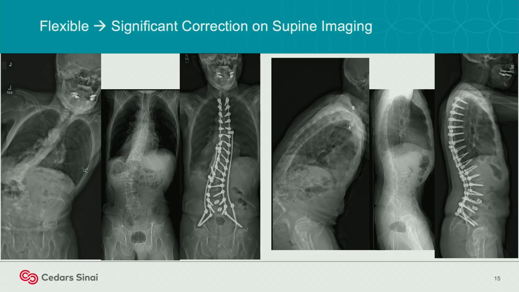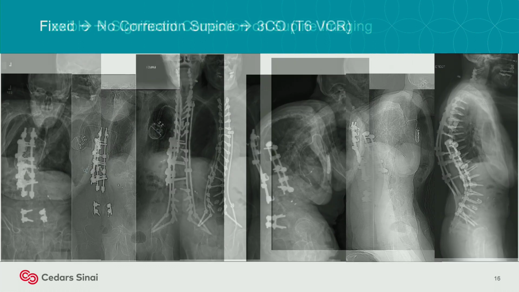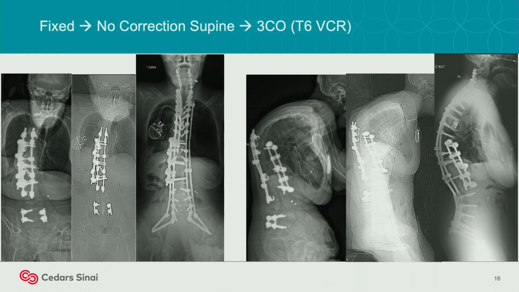And so that's where the utilization of pre-bent rods and things like that have been huge in my practice, although this was a little bit before that. This case, on the other hand, this type of patient is not even going to fit in the MRI, can't get an MRI, right?